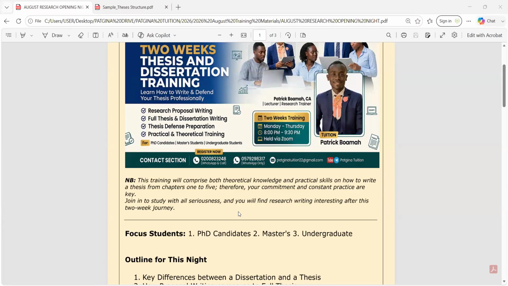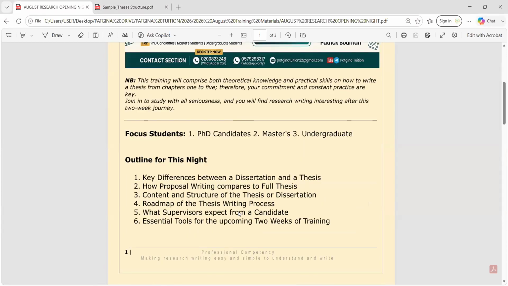I'll be giving you documents. I'll also give you a lot of information about how to write your dissertation or thesis and how to convert them into proposal language. You'll be able to do that. So you have to be a very committed person to follow this training we are going to have. But our focus is on the PhD candidates and masters. Undergrads are also doing dissertation, so they are also our focus.